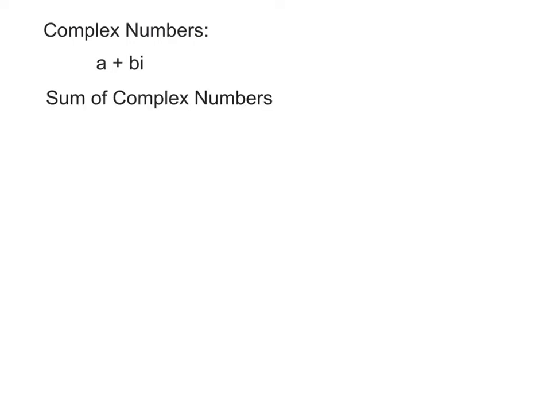Now let's look and see what happens when we add 2 complex numbers, or figure out the sum of 2 complex numbers. So let's say we have 2 complex numbers, a plus bi plus c plus di. What would our sum be equal to? We would obtain our sum by simply adding the real parts, a plus c, and then adding the imaginary parts, b plus d. So a plus bi plus c plus di would simply equal a plus c plus the quantity b plus d, i.